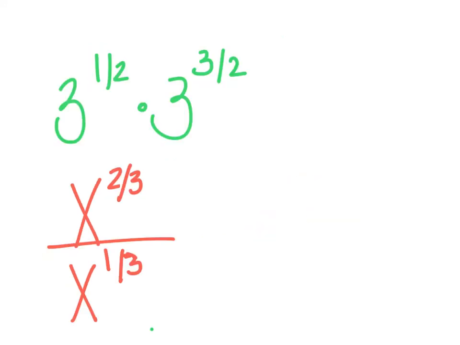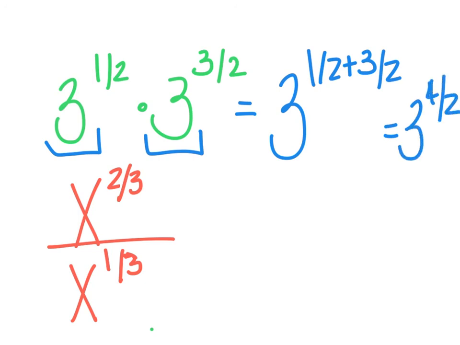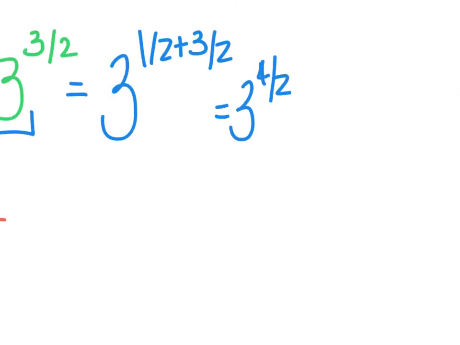When I have fractional exponents or rational exponents, they work the same way as regular exponents. So if I'm multiplying, I need to add my exponents. Remember, my bases don't change. So that's 3 to the 1/2 plus 3/2, which 1/2 plus 3/2 is 4/2. And 4 divided by 2 is 2. So this is really 3 squared, which works out to actually be 9.